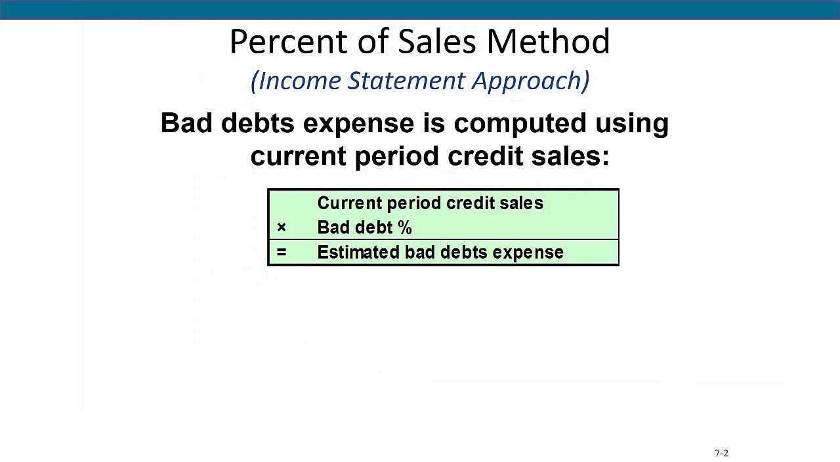The percent of sales method, also referred to as the income statement method or approach, is based on the idea that a certain percent of a company's credit sales for the period are uncollectible. The estimate at the end of the period is determined by taking the current period credit sales and multiplying by an established bad debt percentage. The bad debt percentage is determined based on past history of the company and current economic trends. Also, the sales transactions included in this computation are typically only the credit sales because, of course, there are not any collection issues to consider for cash transactions, right?